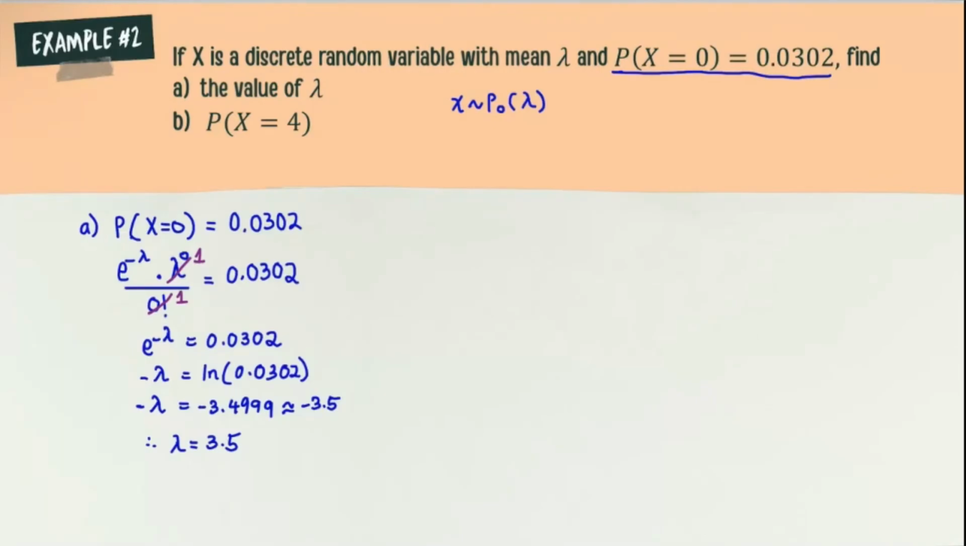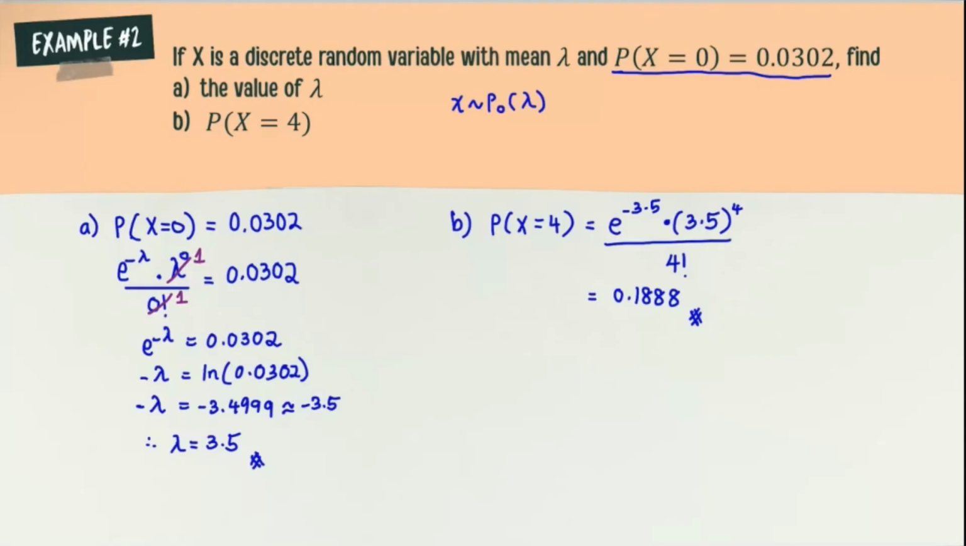Now let's look at part B. P of x equals to 4. So ini pun sama, kita gunakan lambda yang sama. So e to the power of negative 3.5 multiply by 3.5 to the power of 4 we divided by 4 factorial. Okay, so ini direct sahaja. So I get the answer as 0.1888. So this is our final answer.